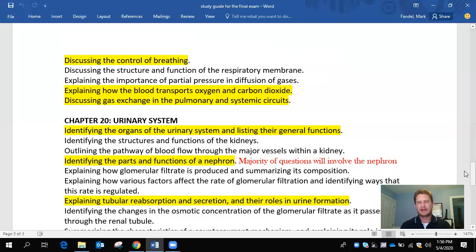Now, how the blood transports oxygen and carbon dioxide is an important thing. Carbon dioxide first, or oxygen first. Oxygen is mainly carried by hemoglobin. There's a small percentage of oxygen that's diffused into the plasma, but the main way is through hemoglobin. Now, carbon dioxide has 3 different ways. Some of it is dissolved in the plasma. Some of it is bound to hemoglobin, but the majority of it goes through that little thing that we looked at, the bicarbonate buffer system, and how it works.